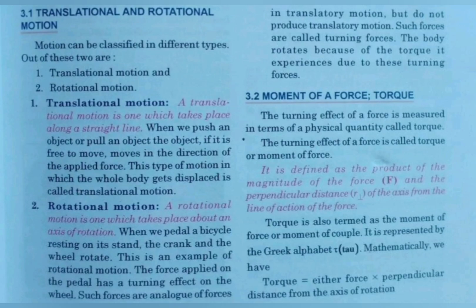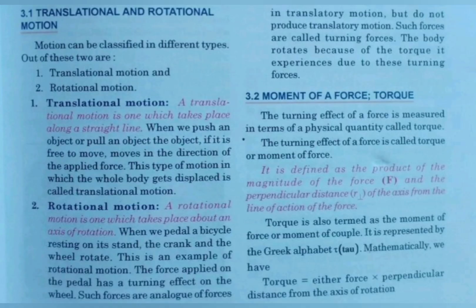Explanation: In translational motion, all points of the body move the same distance in the same direction in a given interval of time. There is no rotation of the body about any axis. Examples: a book sliding on a table, a car moving on a straight road, a stone falling vertically downward. 2. Rotational motion. Definition: A rotational motion is one which takes place about a fixed axis. When we pedal a bicycle resting on its stand, the crank and the wheel rotate. This is an example of rotational motion.